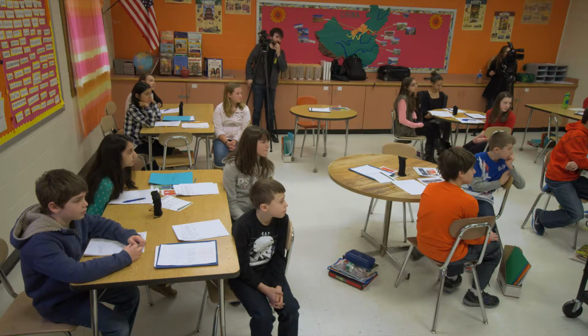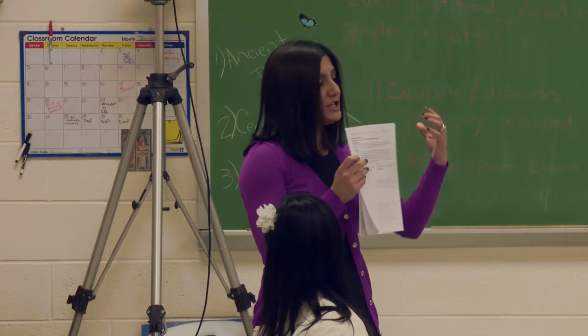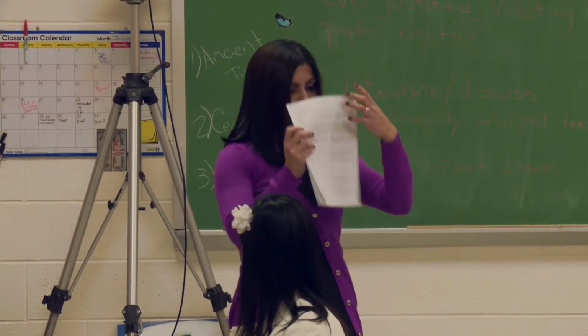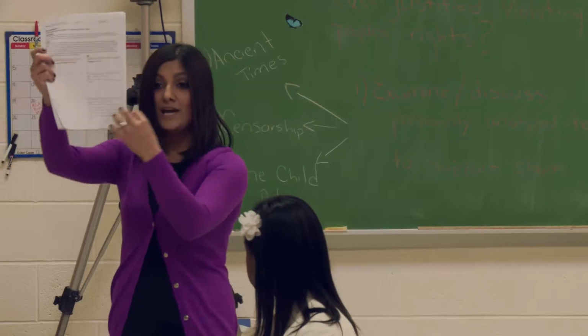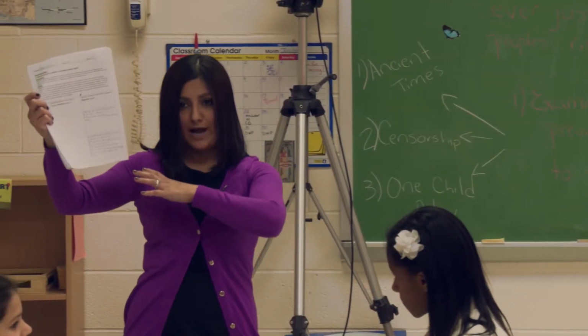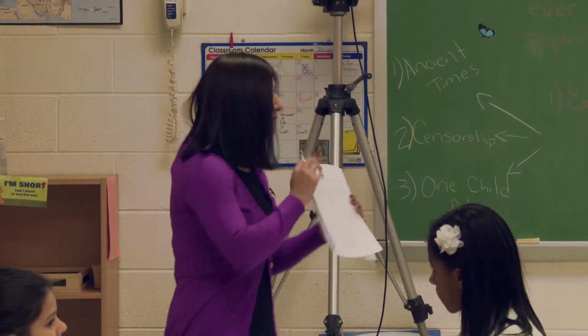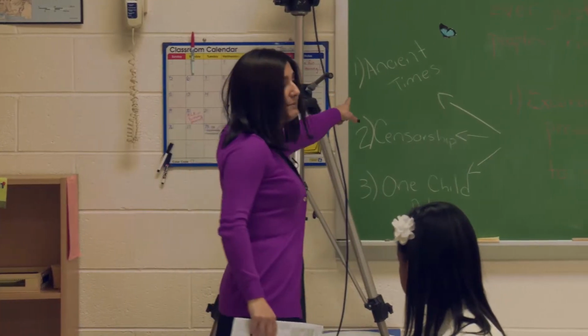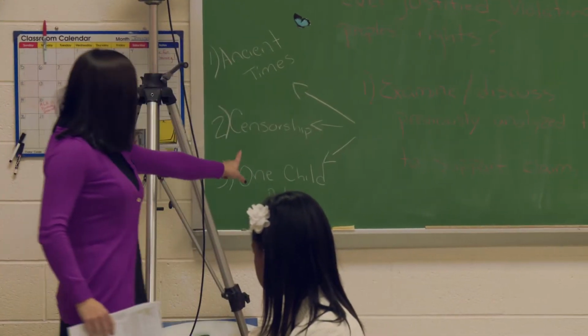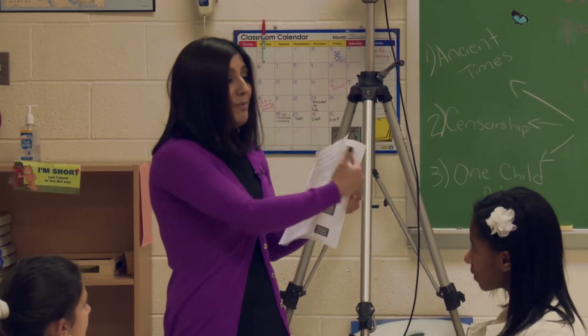Using the evidence from the text, think about which piece of evidence supports your claim and then use this graphic organizer as a summary page. Okay? So I need everyone to look at me. You have three sources. You have your ancient times, looking at Shihandi. You have your censorship and the one-child policy. Okay? Go back to the text.